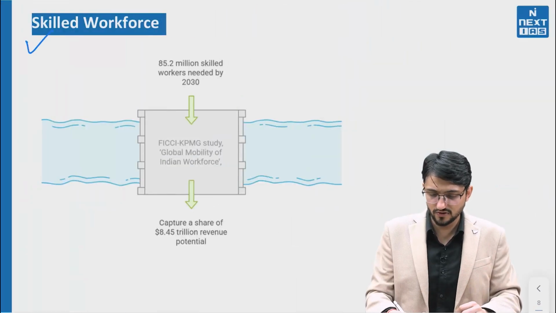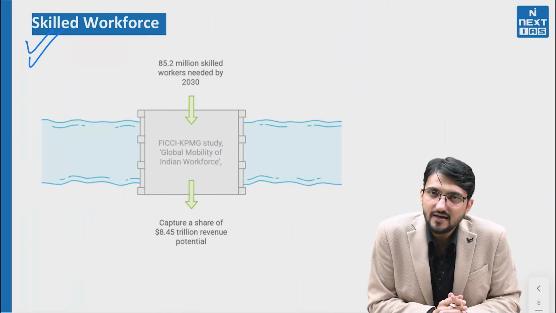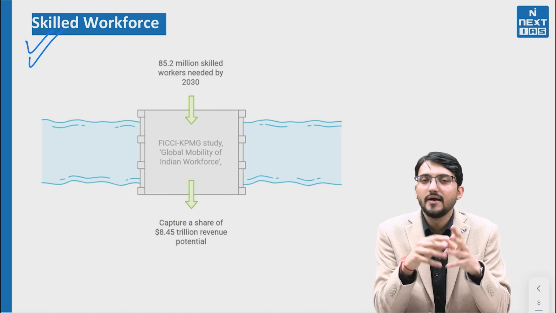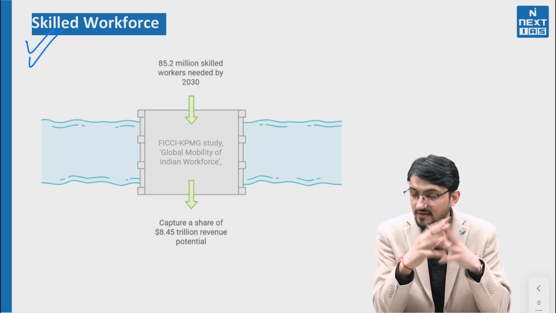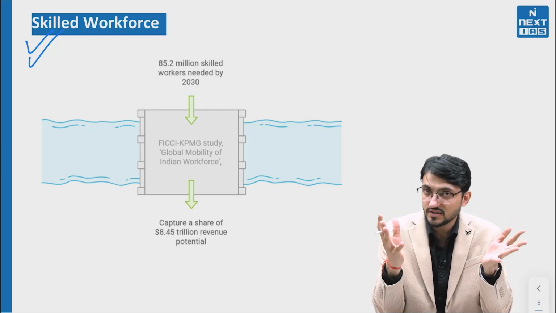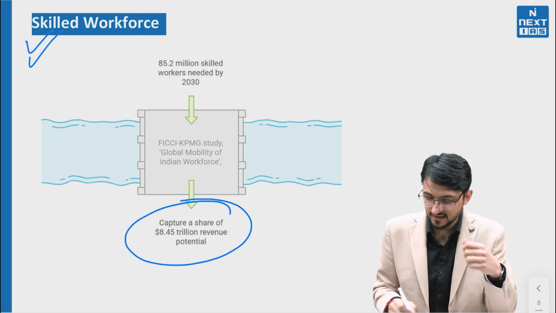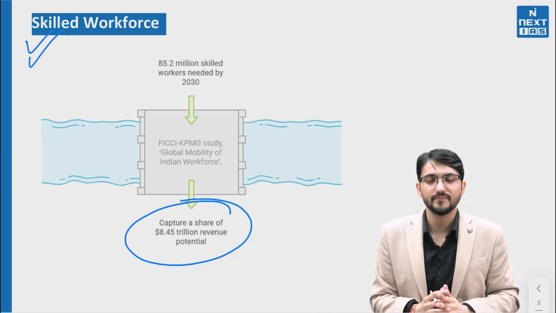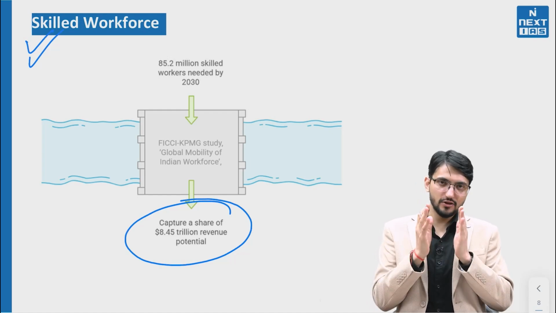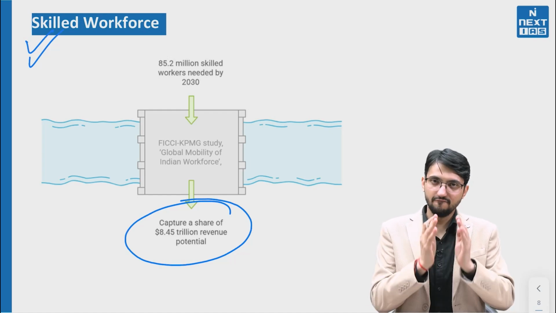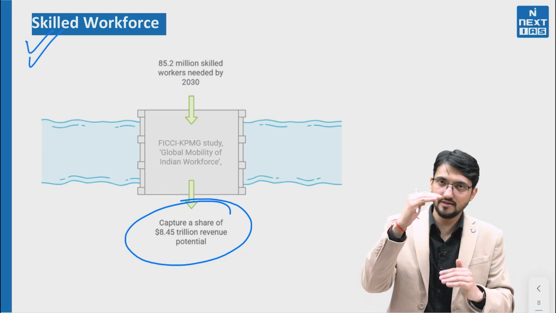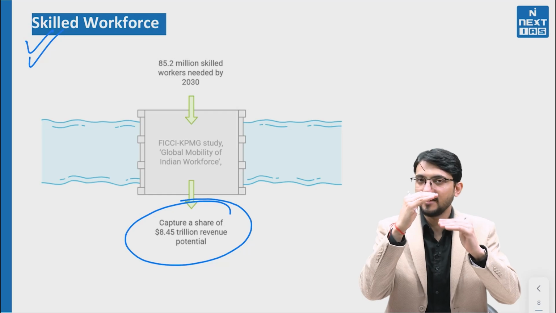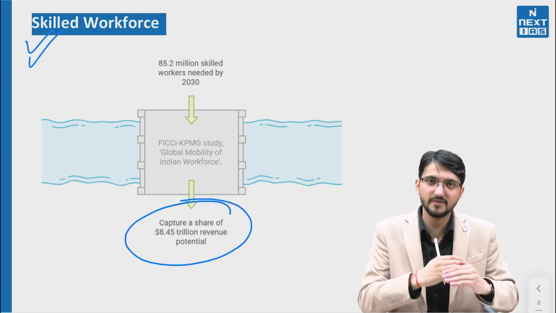The second article is on skilled workforce. It argues that India should tap into the need by 2030 for a larger, new skilled workforce, so that we can capture this around 8.45 trillion dollar revenue potential. The story is simple: by 2030 we will need X amount of people to work on a particular job, but we will not have that many working candidates based on present trends.